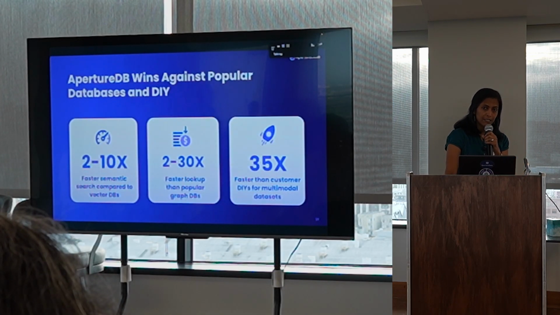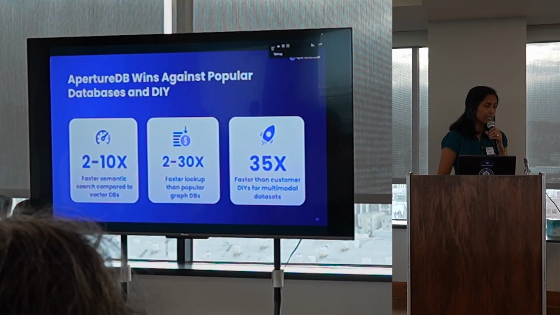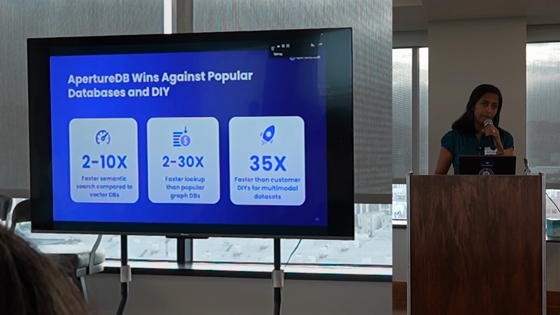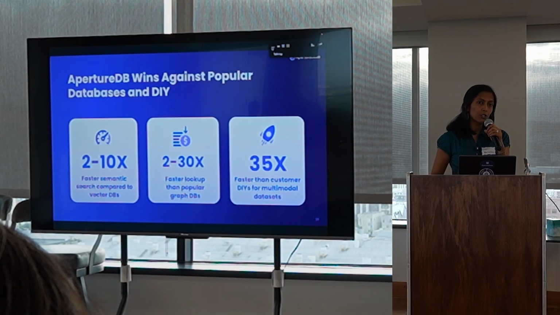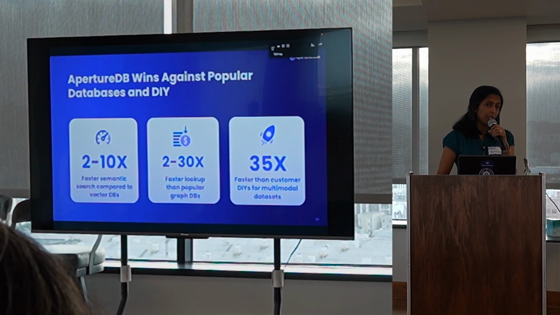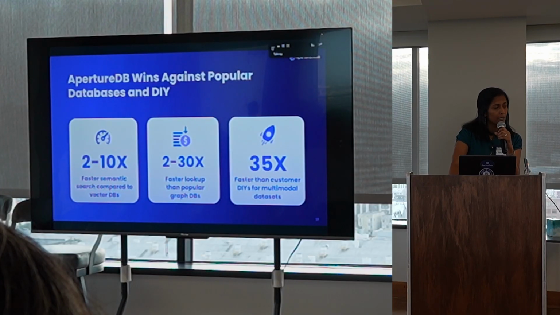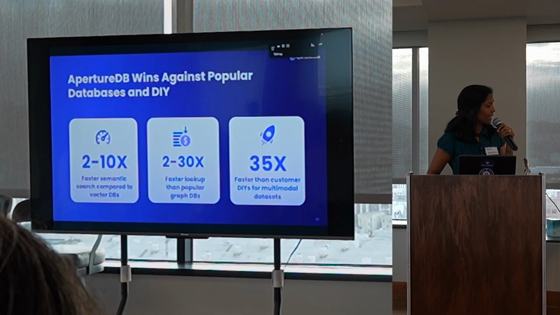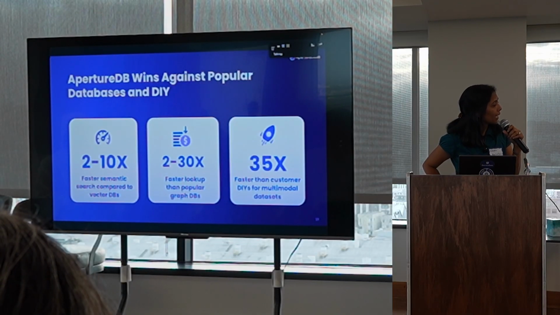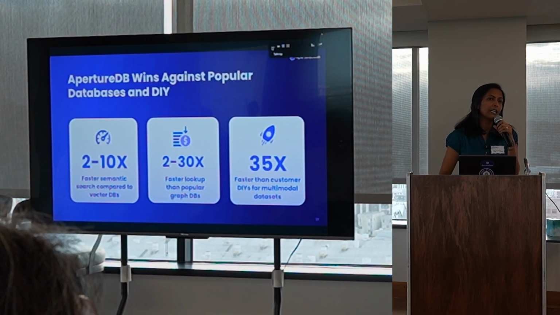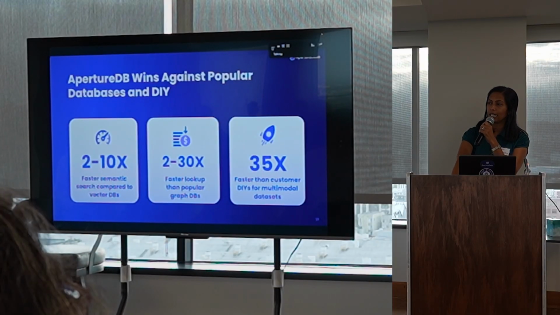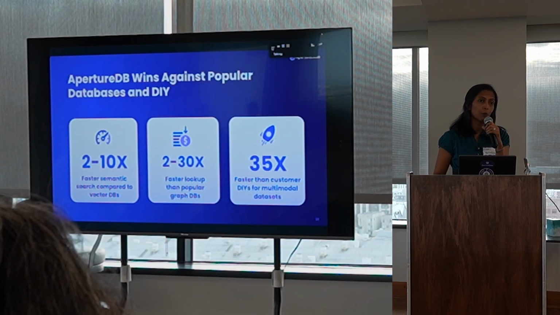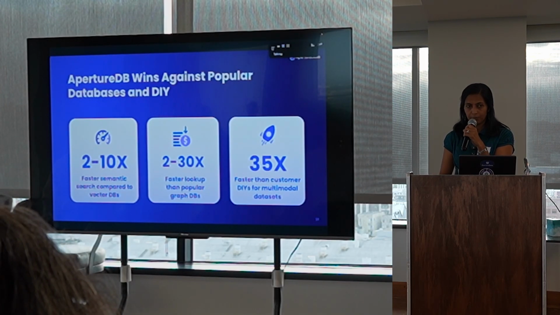And because of some of these design choices that we have made and the way we optimize the database, we have measured, comparing against some of the popular vector databases, 2 to 10 times faster vector search performance, 2 to 30 times faster graph search performance. Granted, the query comparison was with a database that's written in Java, but it works really fast. And then if you're dealing with multimodal data set preparation, you can see 35 times faster access to processed complex multimodal data.